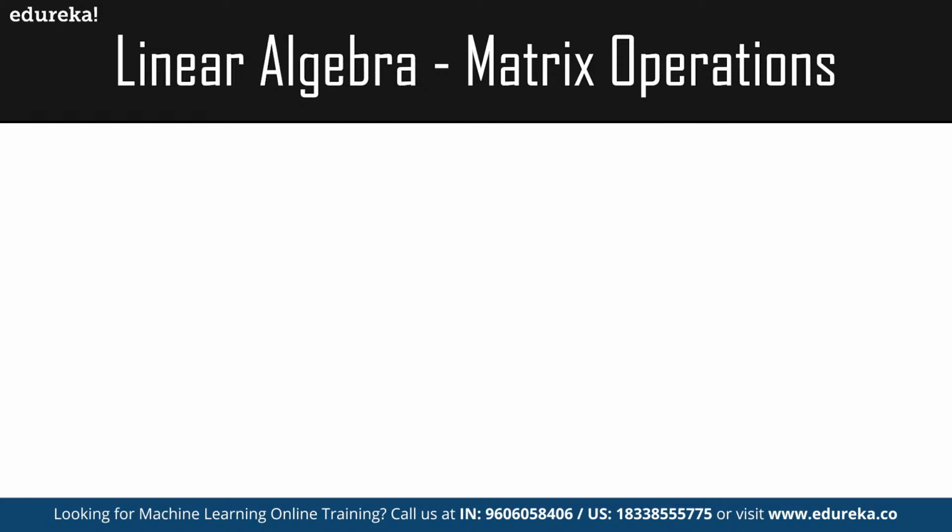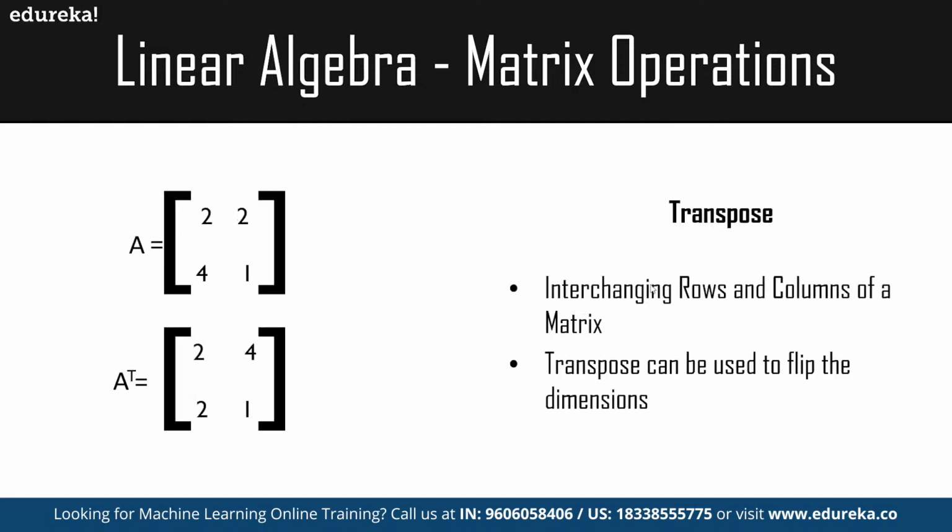Now we have the transpose of a matrix. Transpose is basically interchanging the rows and columns of a matrix. For example, here we have 2, 2, 4, 1. The row becomes a column and the column becomes a row. That's how exactly it works. The first row 2, 2 is transferred to a column, and the second row 4, 1 is transferred to the other column. That is usually represented by a simple T, which flips the entire row and column.